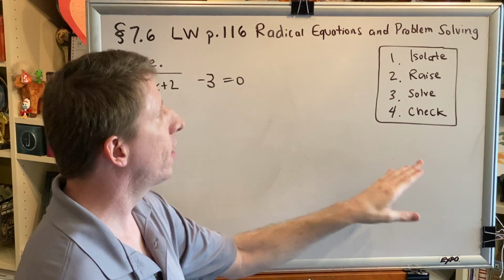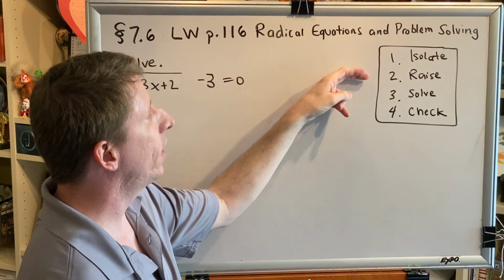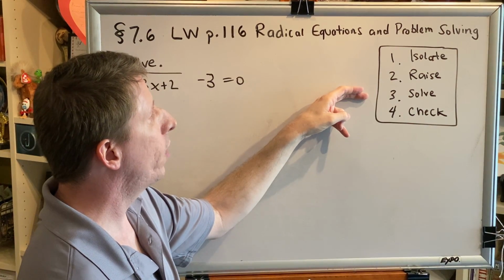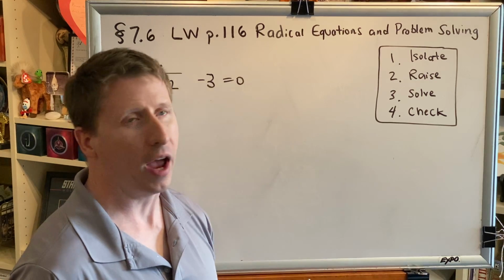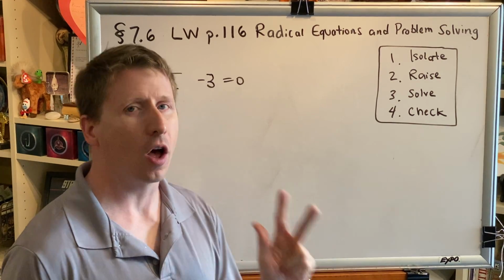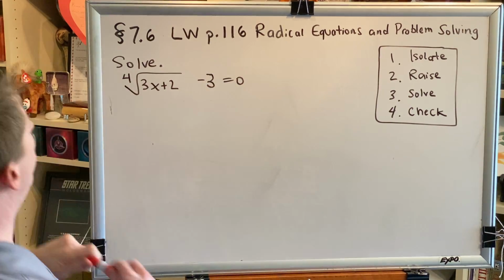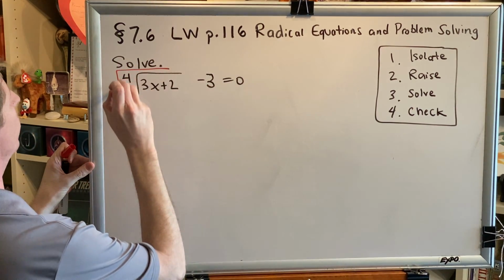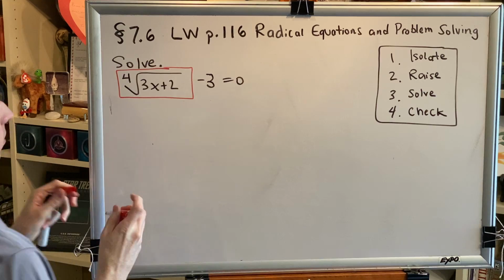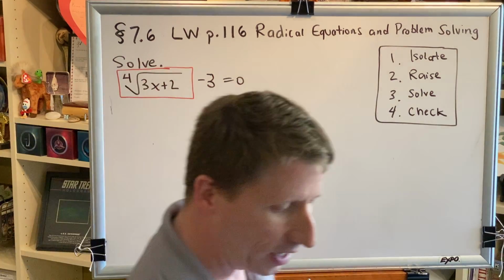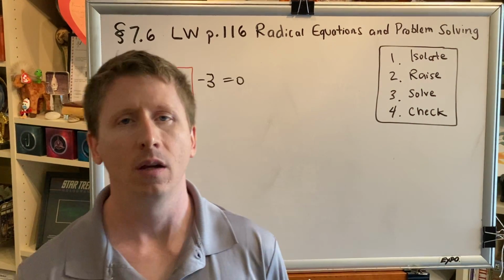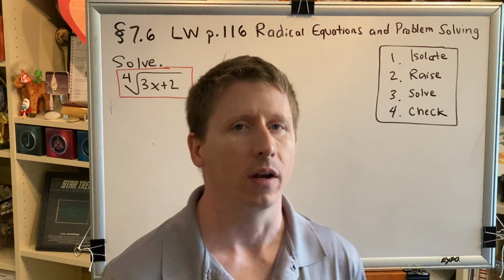I've written the 4 steps here. They are 1, isolate, 2, raise, 3, solve, 4, check. Isolate, raise, solve, check. All right, the first thing we need to do is isolate. Pick a radical. There's only one in this problem, so we don't really have much of a choice. And make sure that there is no adding, subtracting, or dividing before it, after it, or under it.